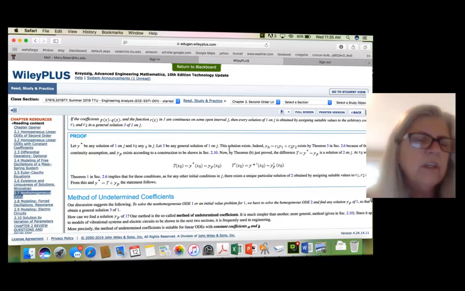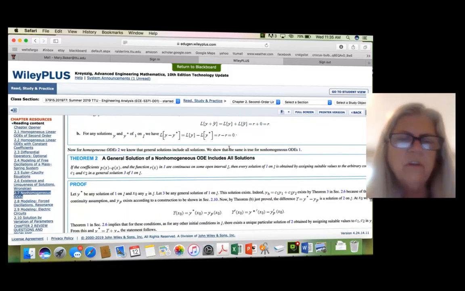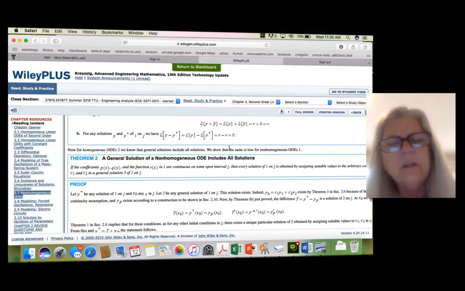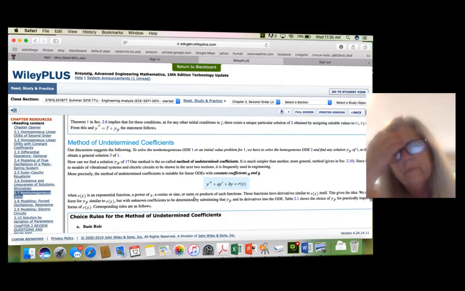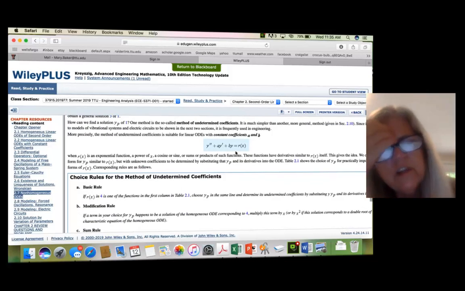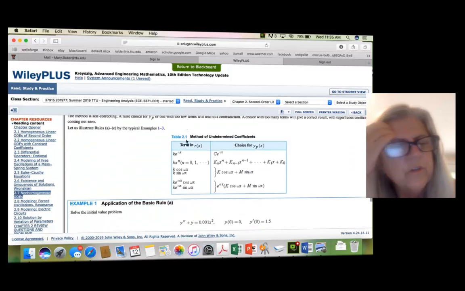The Wronskian, yes, I expect you to know how to calculate the Wronskian. I expect you to understand a little bit about linear independence and general solutions as well as particular solutions.